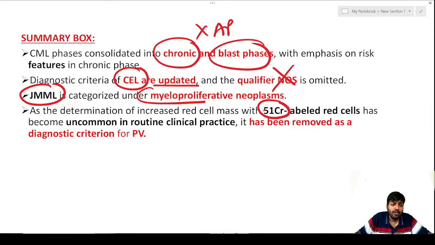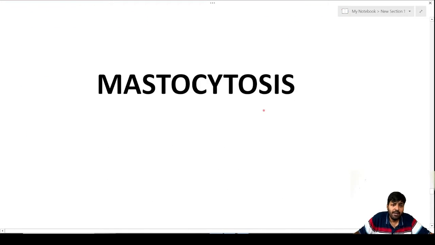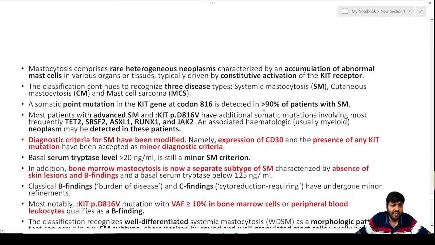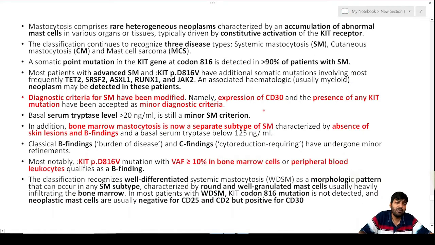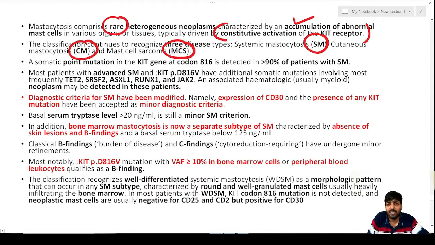Now we are going to read about mastocytosis and the changes under this heading. As we already know, mastocytosis is a rare heterogeneous neoplasm characterized by accumulation of abnormal mast cells in various organs and tissues, typically driven by constitutional activation of the KIT receptor. There are three important classes, just like the fourth edition: systemic mastocytosis, cutaneous mastocytosis, and mast cell sarcoma as well. So these three important disease types are defined as they were previously.